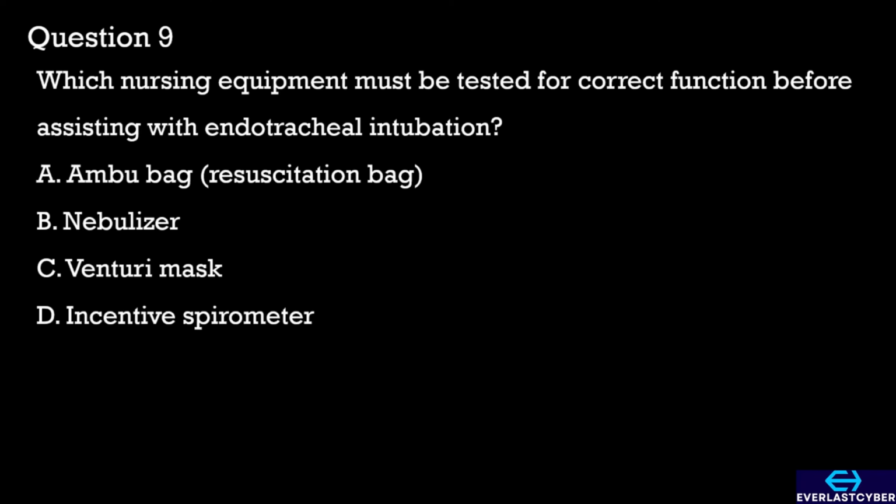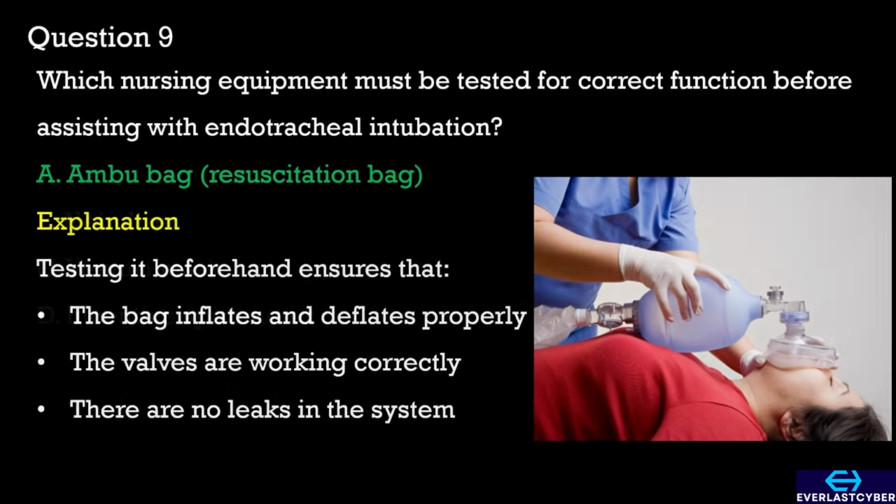A nebulizer is used for medication delivery via inhalation, but it is not required during intubation. A venturi mask provides controlled oxygen concentration for patients that are breathing spontaneously. However, it is irrelevant during intubation. An incentive spirometer is used for post-operative lung exercises, but it is not related to airway management. So, out of these options, the correct one would be option A.